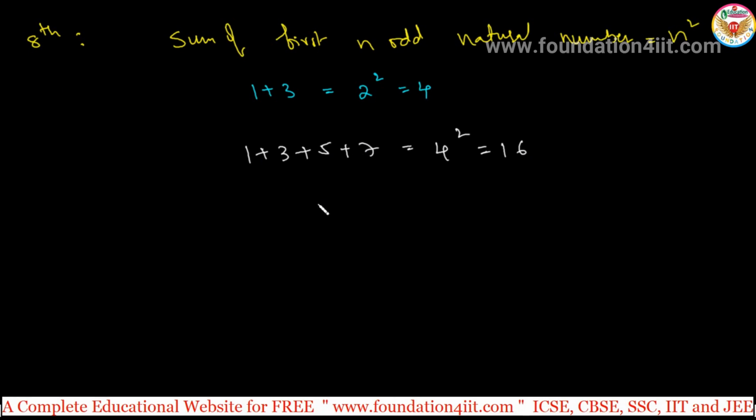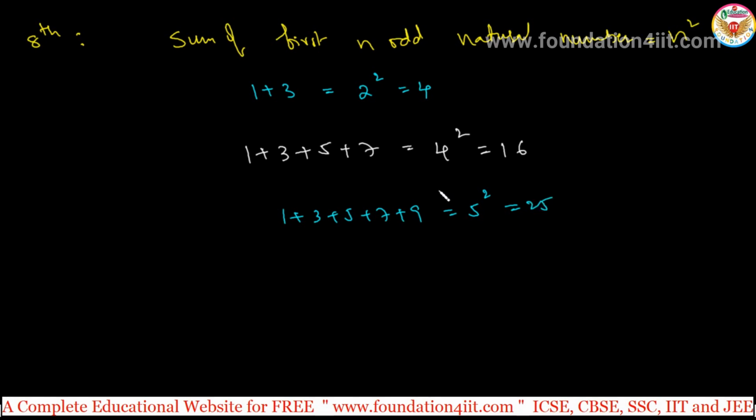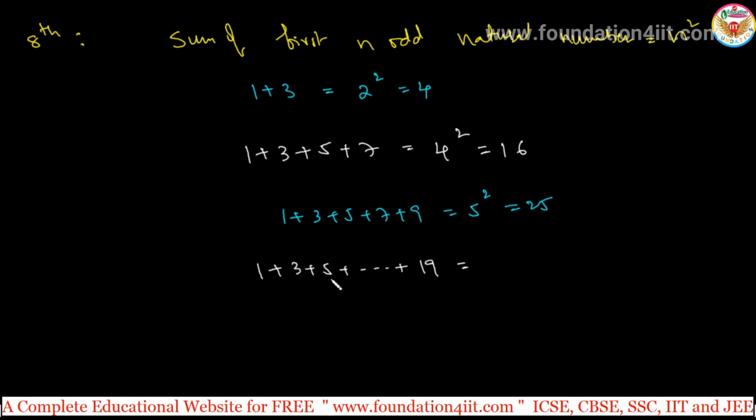We can apply it to any number. So 1 plus 3 plus 5 plus 7 plus 9: if you take 5 naturals, 5 square is 25. So instead of counting all, we can take 1 plus 3 plus 5 and so on up to, for example, 19. Here are a total of 10 odd natural numbers: 1, 3, 5, 7, up to 19, total 10. This answer is 10 square, that is equal to 100. Sum of the first n odd natural numbers is n square.